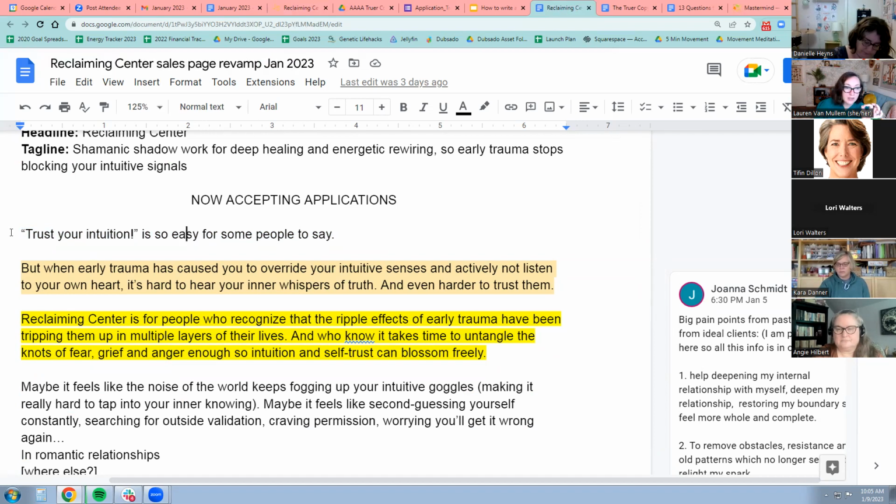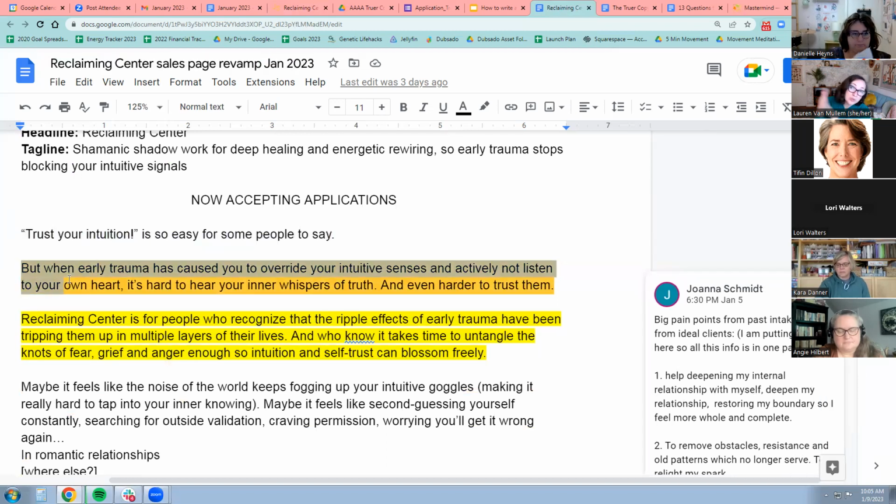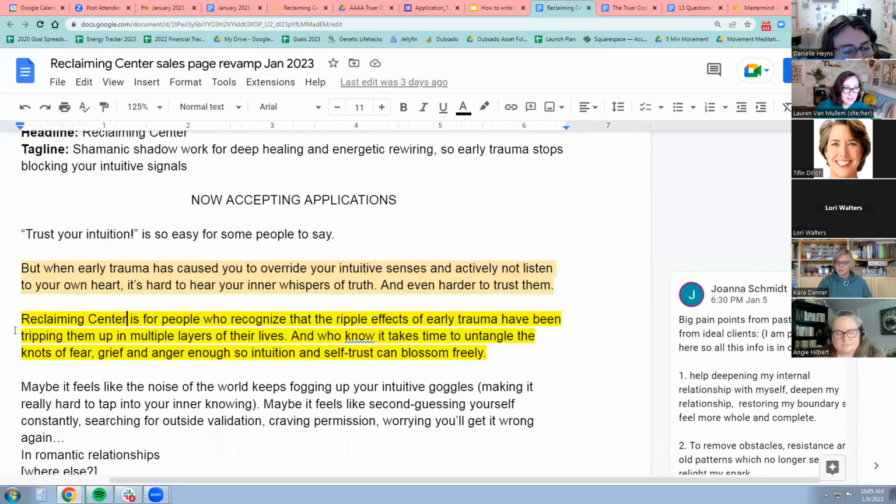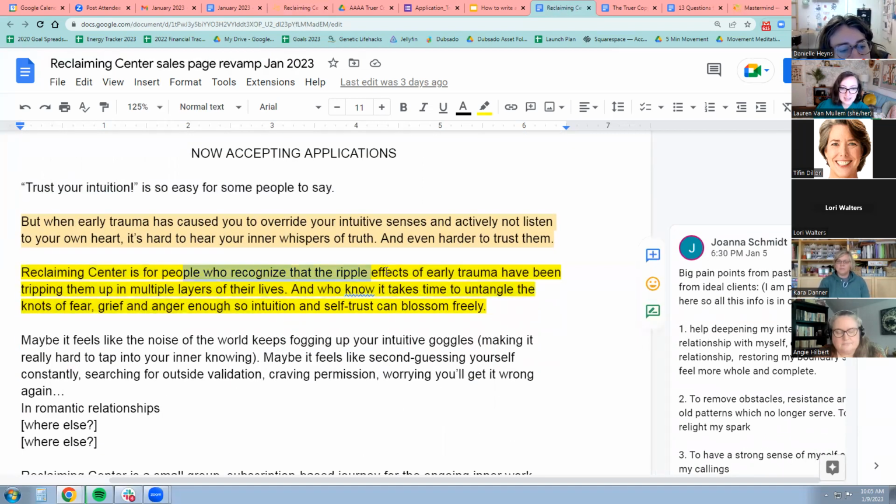So we're actually moving pretty rapidly from this pain point to this section that I usually reserve for further down the page, but it's why it's hard. Why is it hard for them to listen to their intuition? And it's because they've really trained themselves to not do that for survival, right? And so then we get into reclaiming centers for people who recognize that the ripple effects of early trauma have been tripping them up in multiple layers of their lives, and who know it takes time to untangle the knots of fear, grief, and anger enough so intuition and self-trust can blossom freely. So there's a little poetry in there, but it's a lot of clarity about the exact problems that she addresses in her program and what it actually helps them to be able to do.